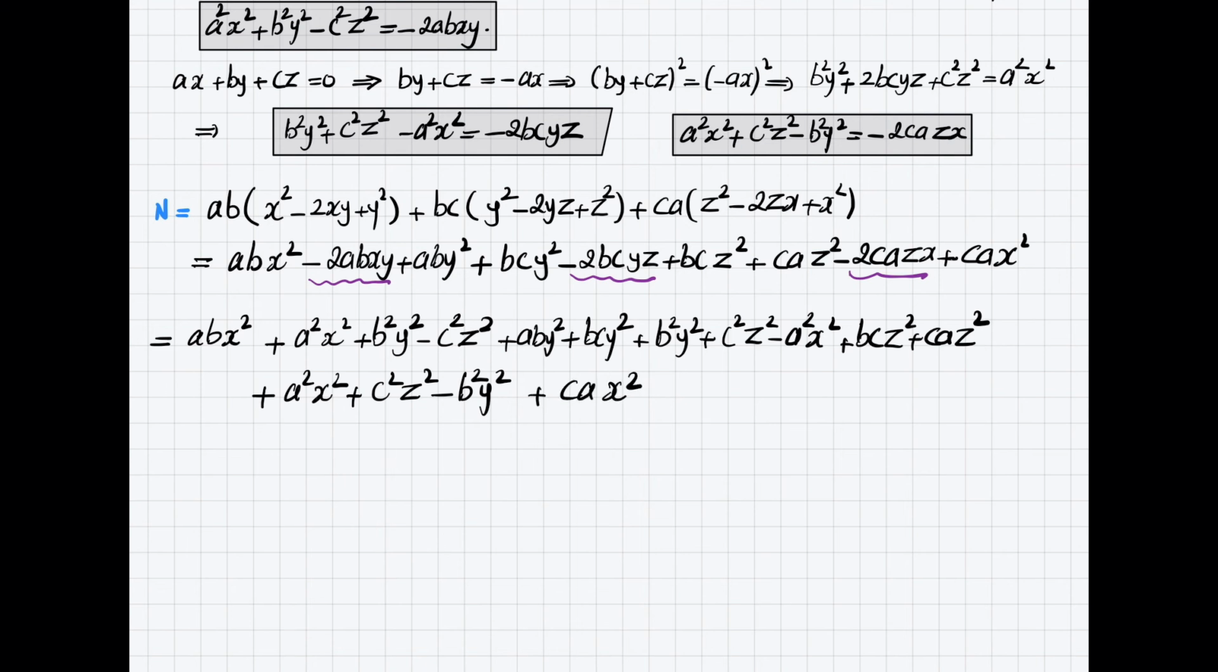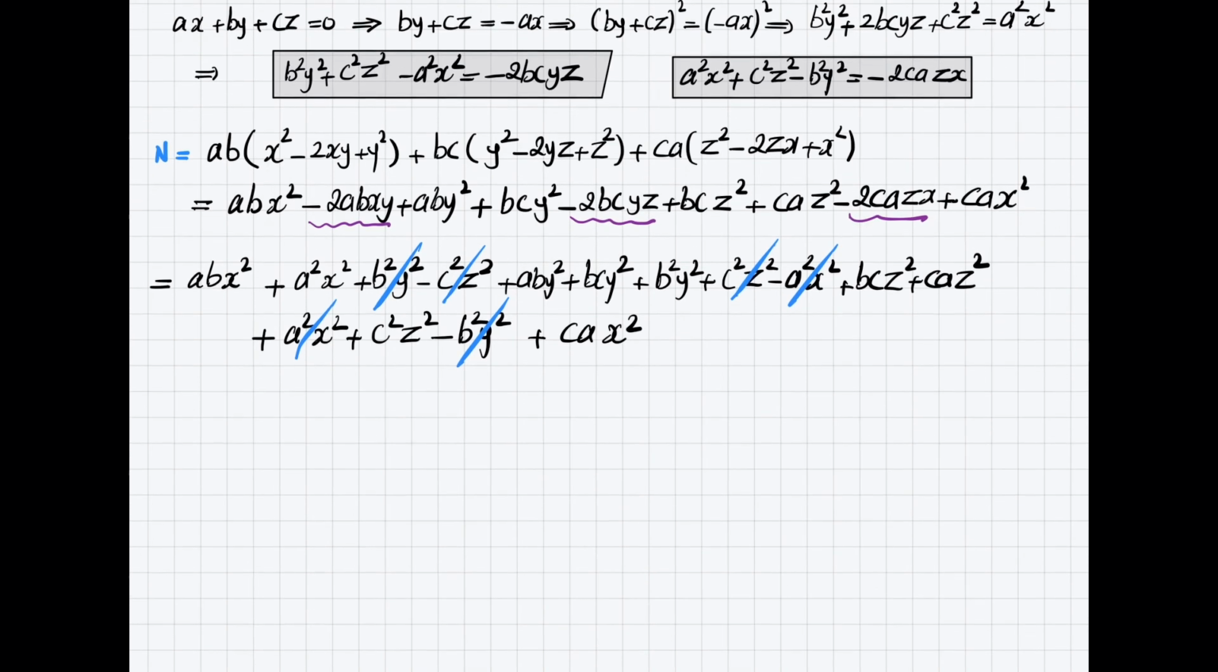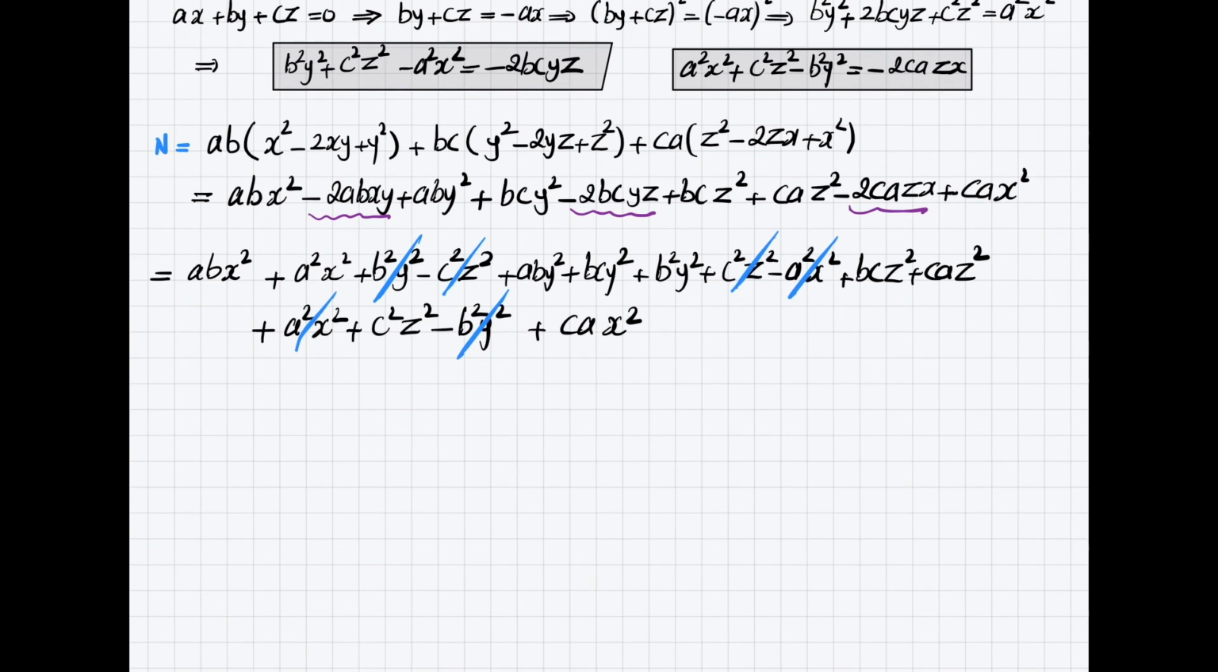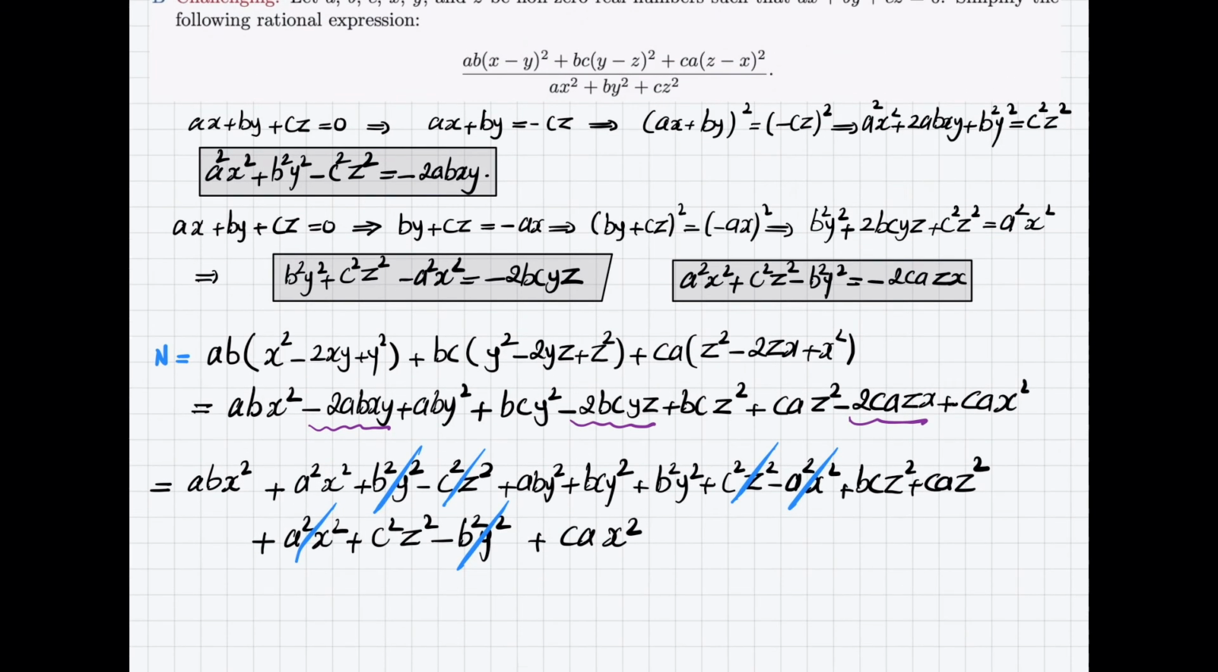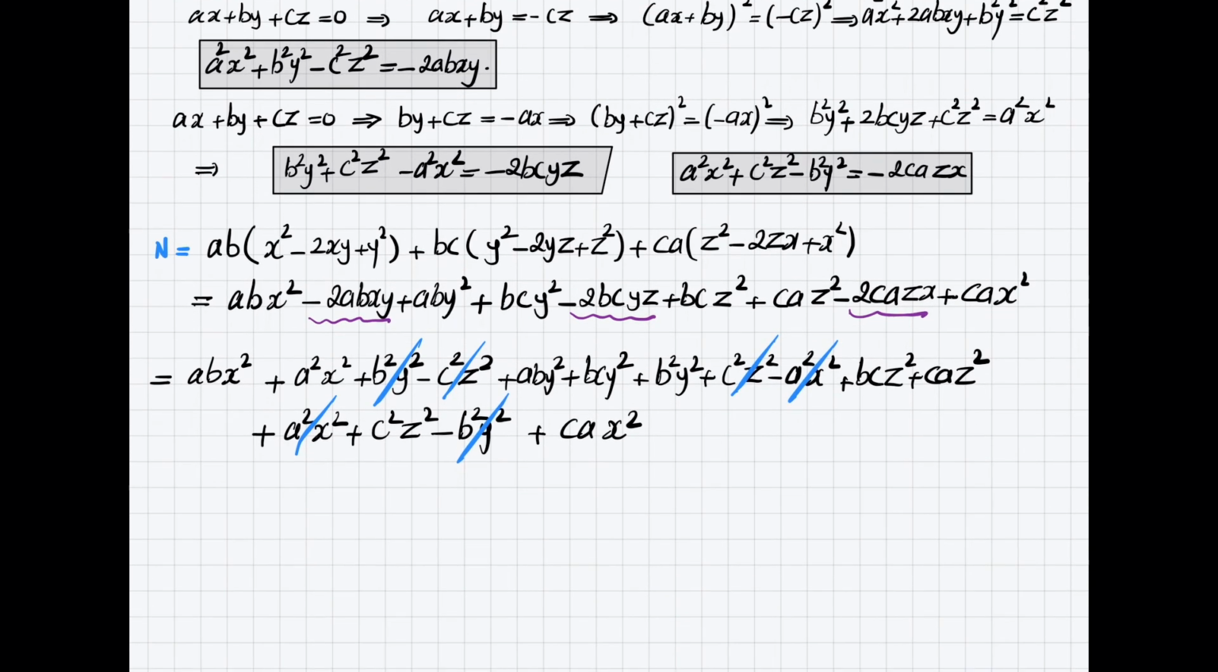But now look here, there are some terms that can be cancelled. So for example, this minus c squared z squared can be cancelled with this one. And then this minus b squared y squared can be cancelled with this positive one. And one of these minus a squared x squared can be cancelled with that one. And then what is left, I need to be able to factor something out so that I can see somehow a connection with the denominator if I am supposed to simplify things. If you have this in mind, then it is not that hard to guess what to do.